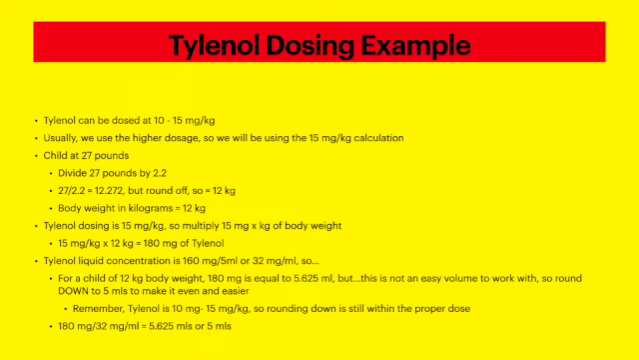of Tylenol. Tylenol liquid concentration is 160 milligrams per 5 mLs, or 32 milligrams per mL. So for a child of 12 kilograms of body weight, 180 milligrams is equal to 5.625 milliliters. But this is not an easy volume to work with, so round down to 5 milliliters to make it even and easier. Remember, Tylenol is 10 to 15 milligrams per kilogram, so rounding down is still within the proper dose. 180 milligrams divided by 32 milligrams per milliliter equals 5.625 mLs, or 5 mLs. 5 mLs is the proper Tylenol dosing for a child who weighs 27 pounds.